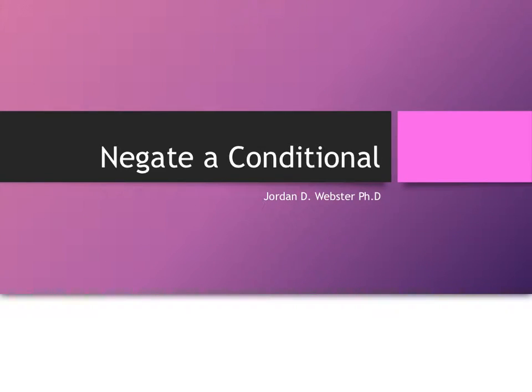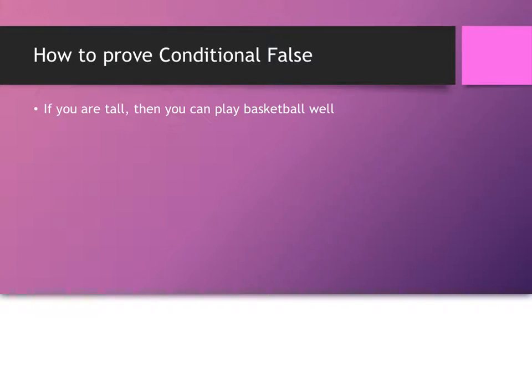All right, so what we're going to do is look at negating conditionals in this section. Remember when we said in the very original introduction that negating means trying to prove something false. For instance, if somebody says, "If you are tall, then you can play basketball well," how would you prove that false?